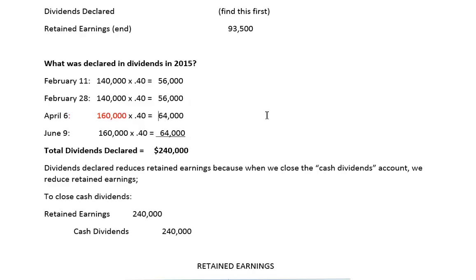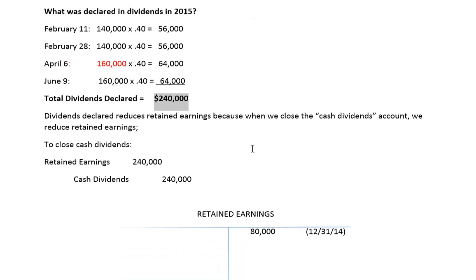So now if we total 56,000 twice on February 11th and February 28th, and add in the common share cash dividend that was declared on April the 6th and June the 9th, we're going to have total dividends declared in 2015 of $240,000. So how does this affect retained earnings?